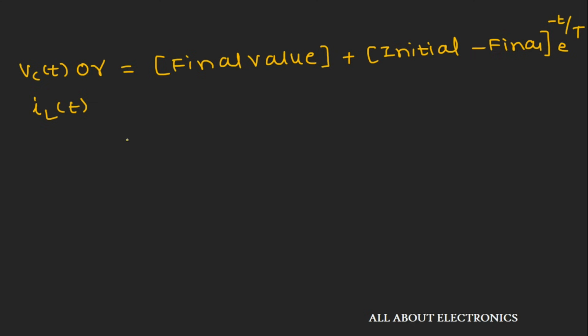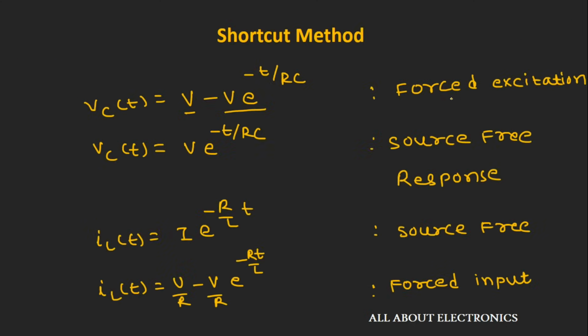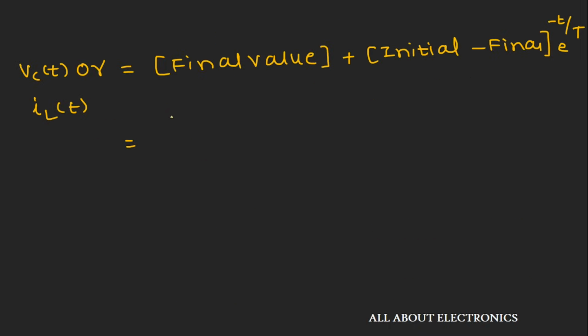Let us take a case of force excitation for the capacitor. For the force excitation for the capacitor, the final value, or voltage across the capacitor at time t is equal to infinity, is nothing but V. And we know that initially the voltage across the capacitor is 0, so this initial value minus final value will come out as minus V, and that will be multiplied by e to the power minus t over tau.